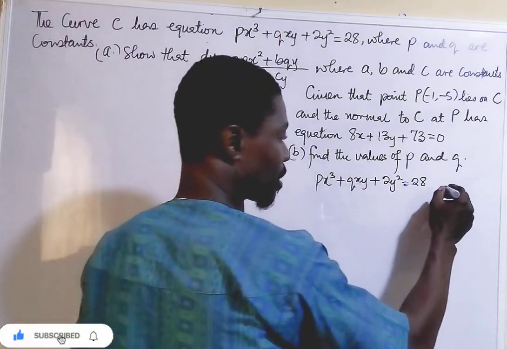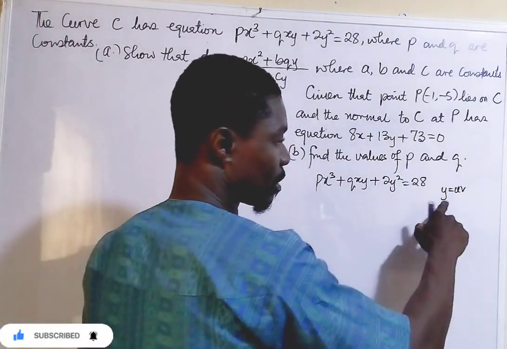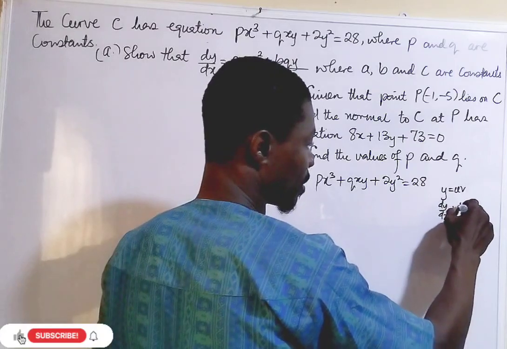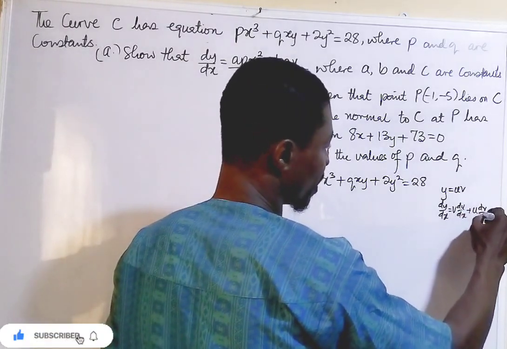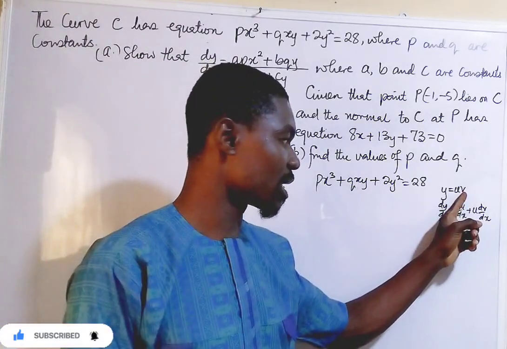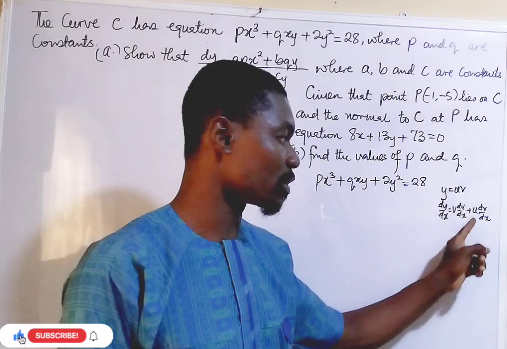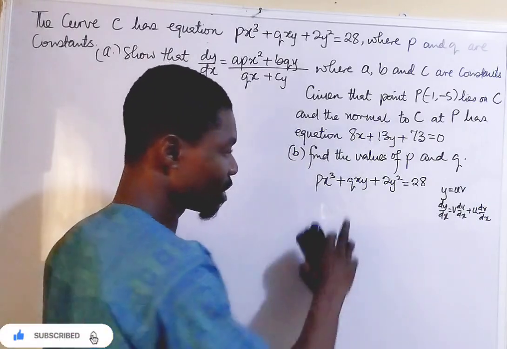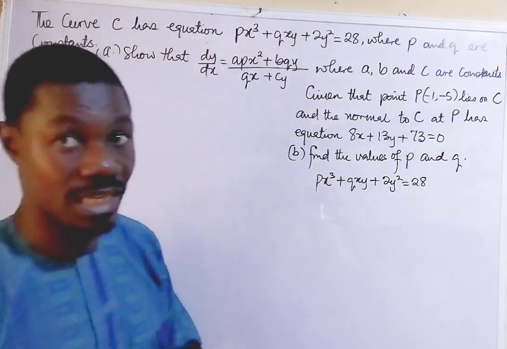If y equals uv, then dy/dx will give you v du/dx plus u dv/dx. That is, taking v constant and differentiating u, then plus keeping u constant and differentiating v. So that is the rule applied here, which means we are differentiating implicitly.